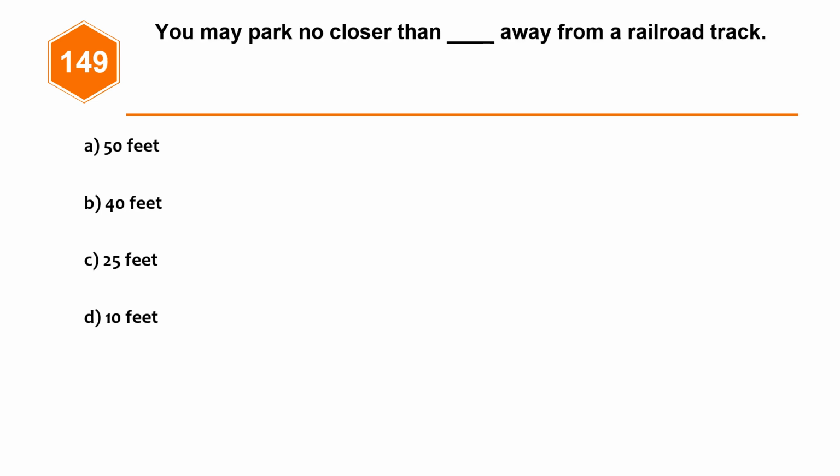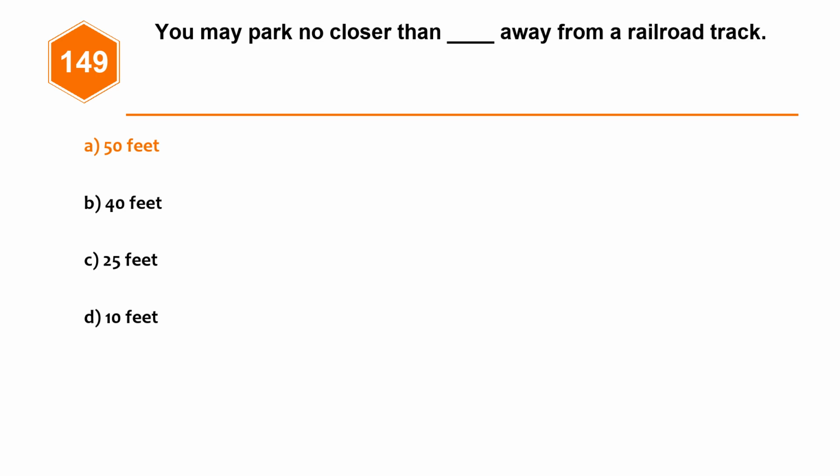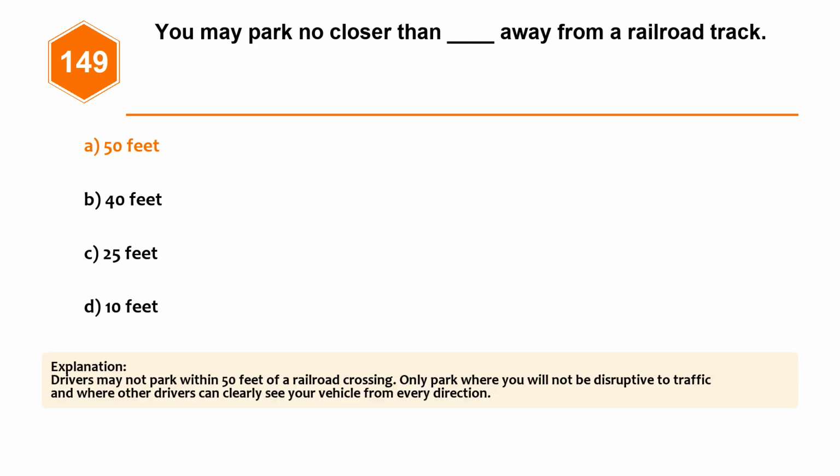Question 149. You may park no closer than blank away from a railroad track. Option A, 50 feet. Option B, 40 feet. Option C, 25 feet. Option D, 10 feet. The correct answer is option A, 50 feet. Explanation. Drivers may not park within 50 feet of a railroad crossing. Only park where you will not be disruptive to traffic and where other drivers can clearly see your vehicle from every direction.